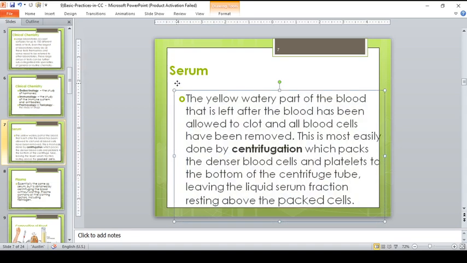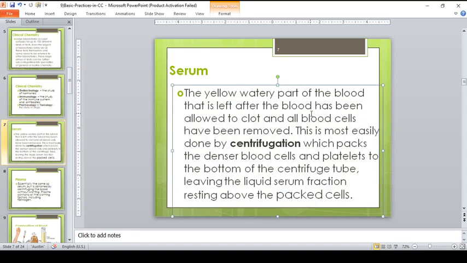Okay, so serum, that is the yellow watery part of the blood that is left after the blood has been allowed to clot and all blood cells have been removed. This is most easily done by centrifugation. Okay, so you remove the fluid portion of the blood. You separate it from the cellular elements, which packs the dense blood cells and platelets to the bottom of the centrifuge tube, leaving the liquid serum fraction resting above the packed red cells.